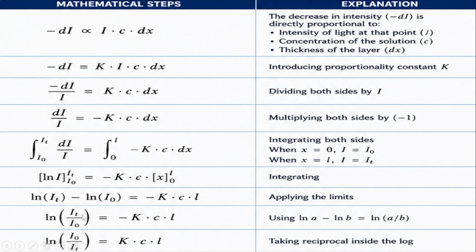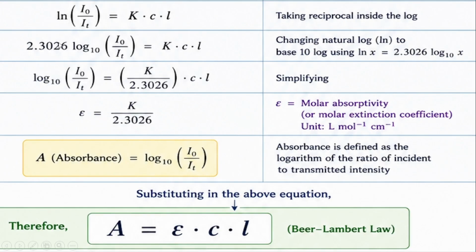So when IT goes to the denominator and I0 goes to the numerator, this negative sign will disappear. So ln I0 divided by IT is equal to K dot C dot L. In the next step, this is our final step of the previous slide, that is ln I0 by IT is equal to capital K dot C dot L.